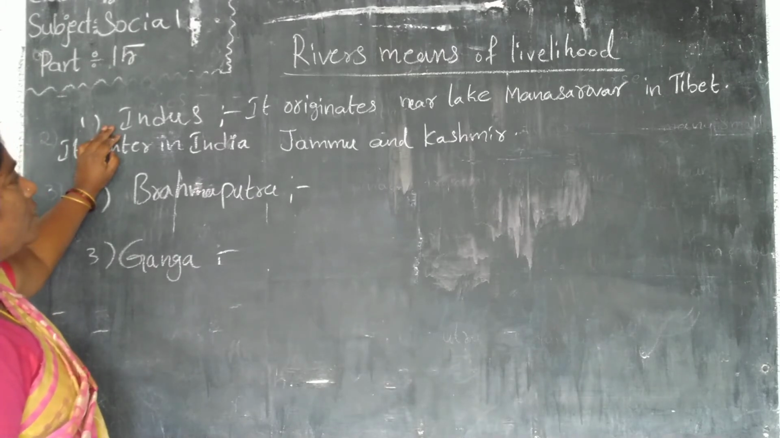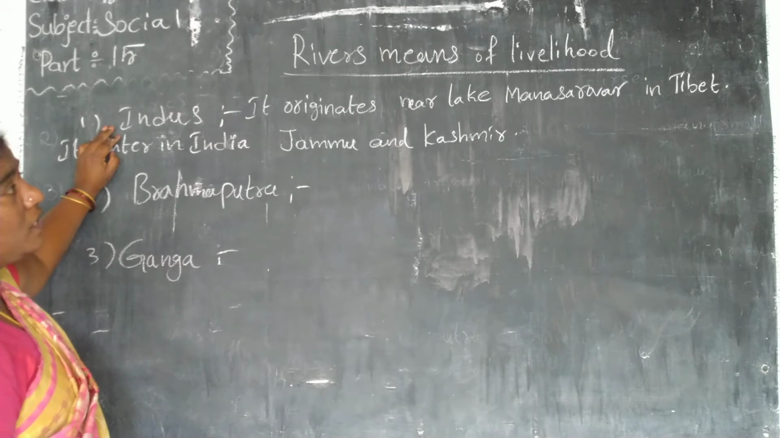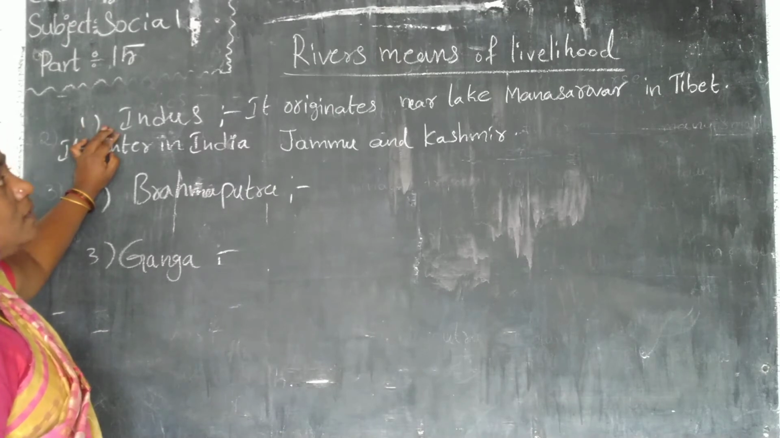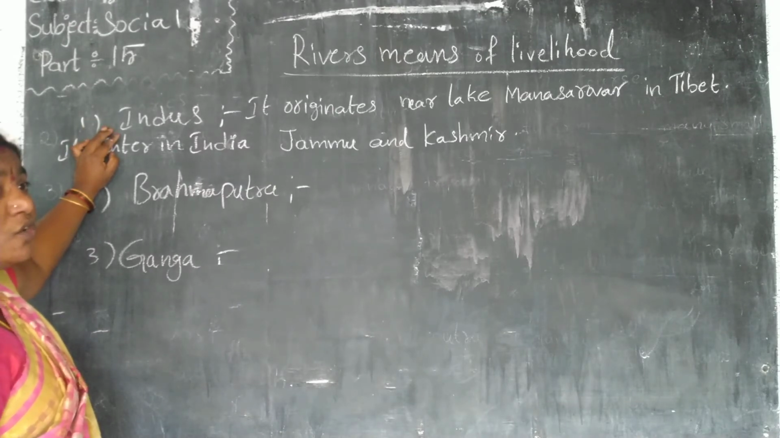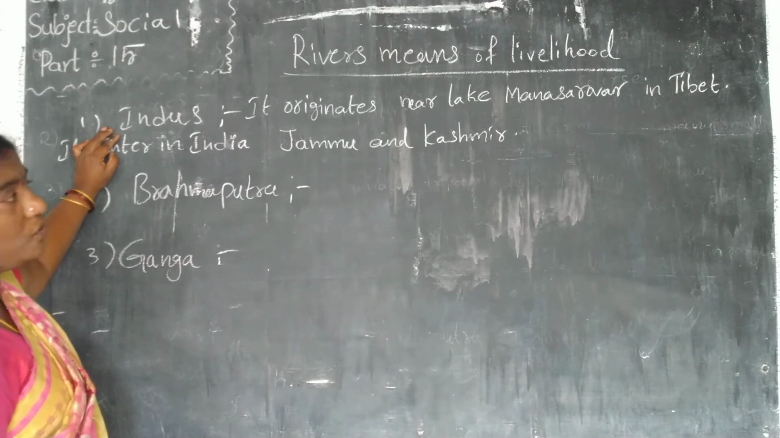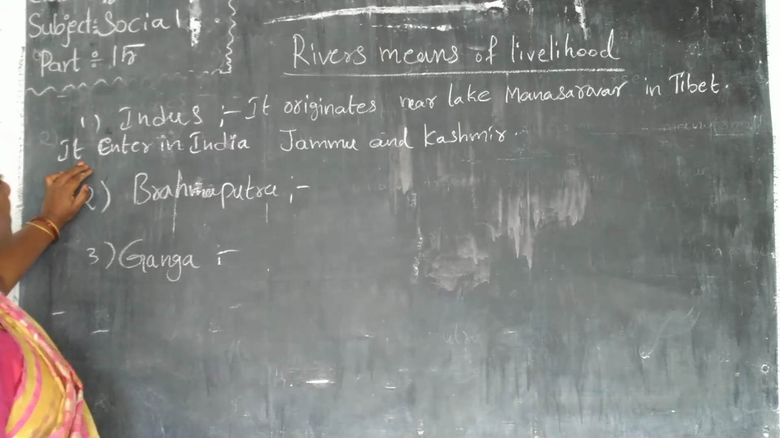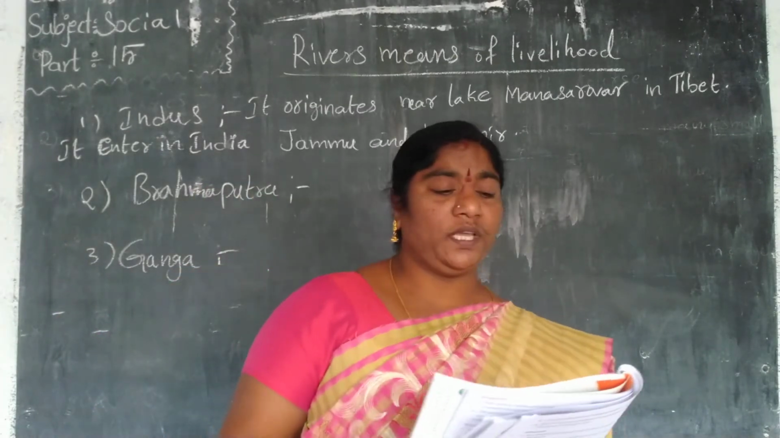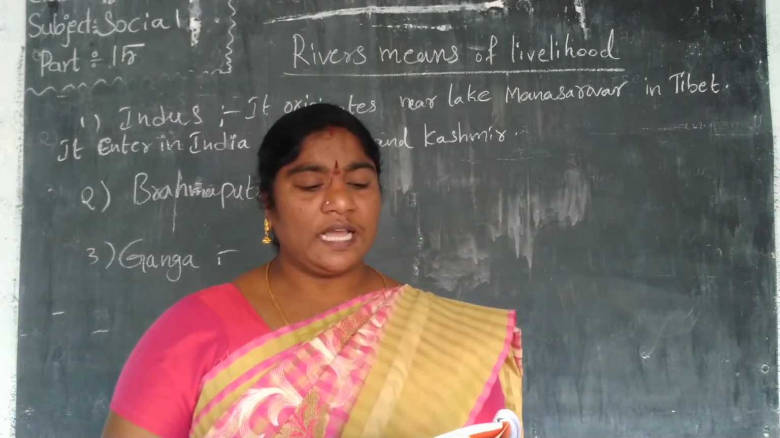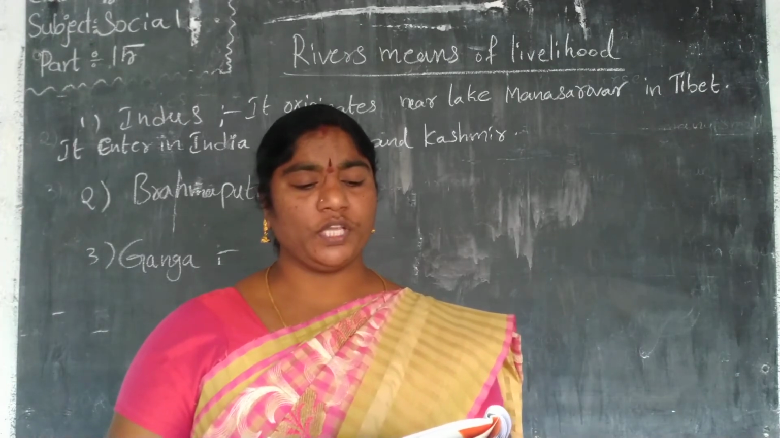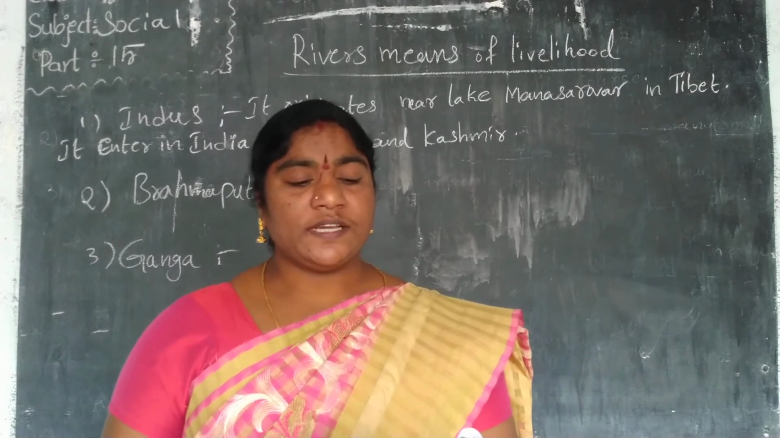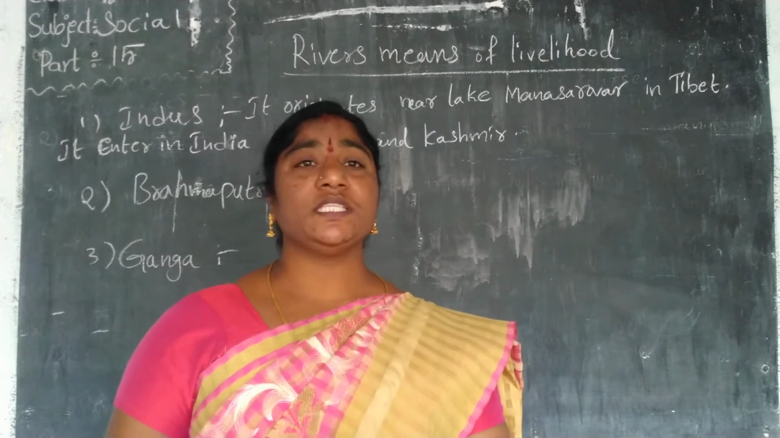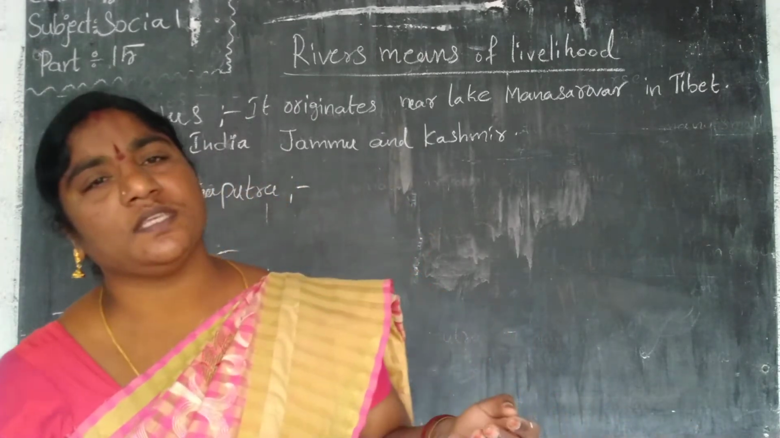The Indus river originates near the lake of Manasarovar in Tibet. The birthplace of the Indus is the lake of Manasarovar. It originates near Manasarovar in Tibet, and it enters India through Jammu and Kashmir. It flows through Ladakh and enters Pakistan before flowing into the Arabian Sea.